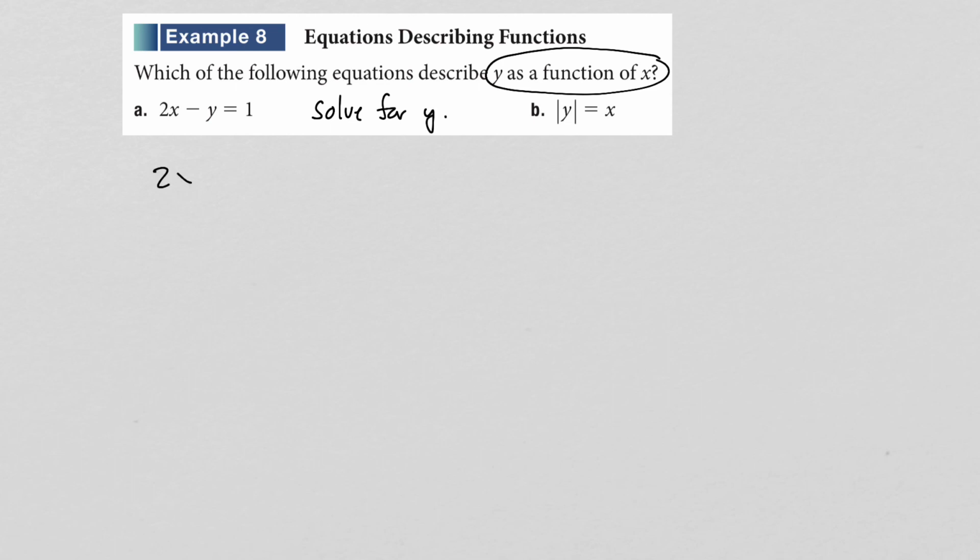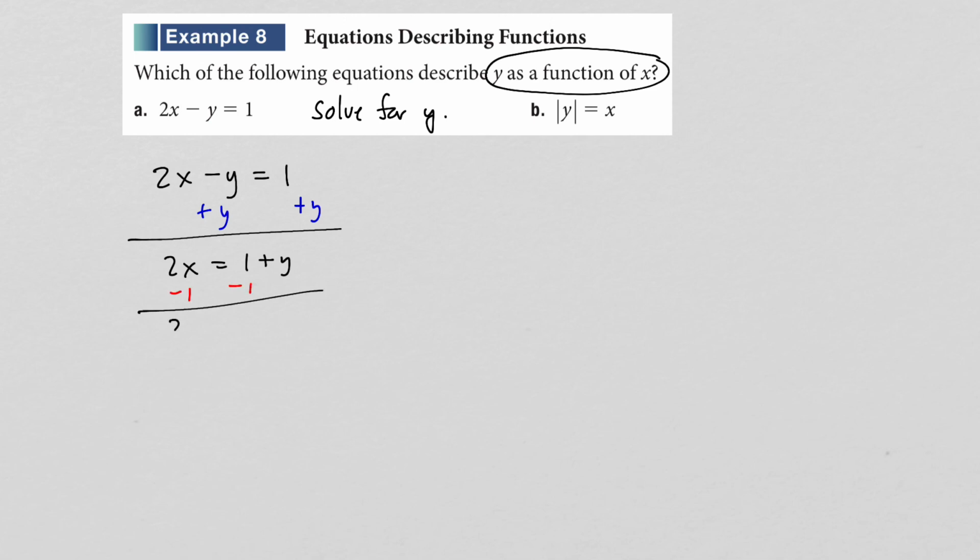So in the first equation, we have 2x minus y is equal to 1. To solve for y, I'm going to add y to both sides. This will give us 2x is equal to 1 plus y. And then I'll subtract 1 from both sides. And this gives us 2x minus 1 is equal to y. Or I can write this as y equals 2x minus 1.